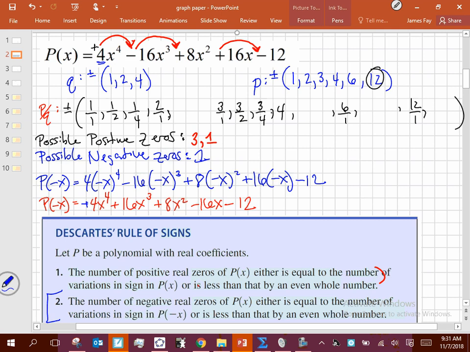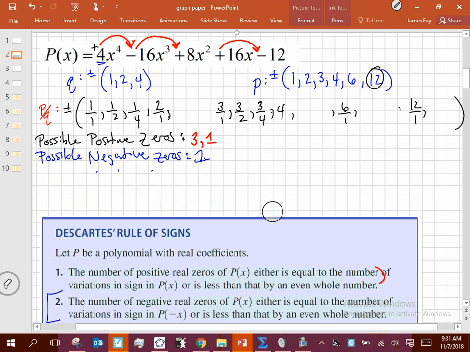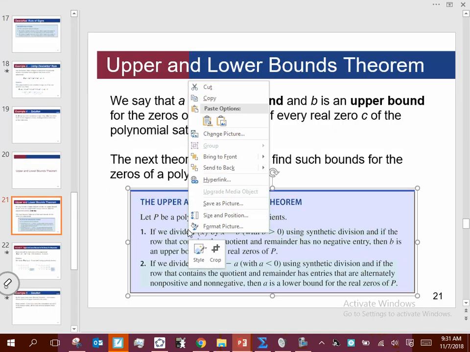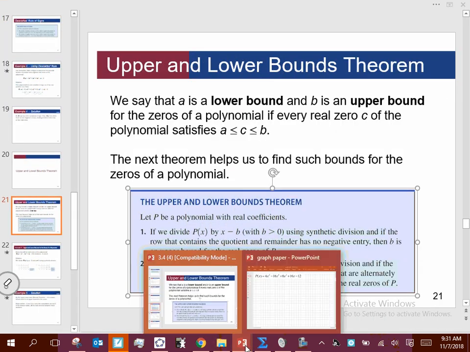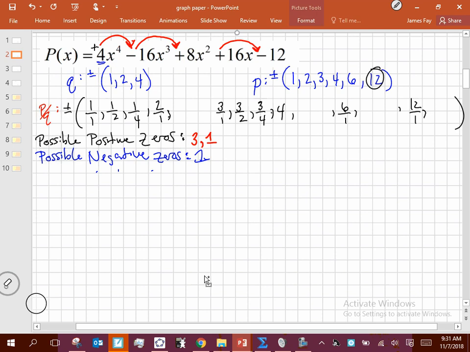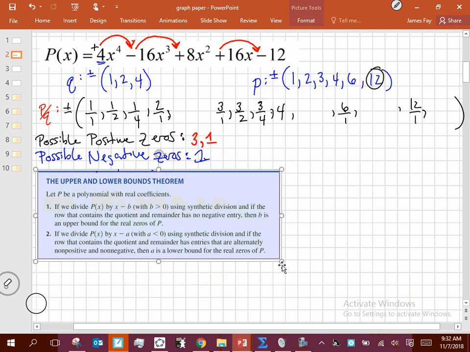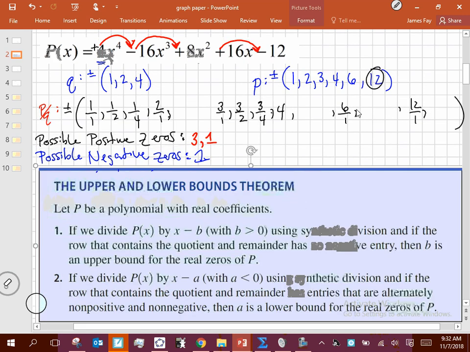But there's still a lot of work to be done, all right? So what we've come up with, not we, because I had no part in this, but mathematicians came up with this rule. And this is actually a theorem. We can prove this. It's called the upper and lower bounds theorem.